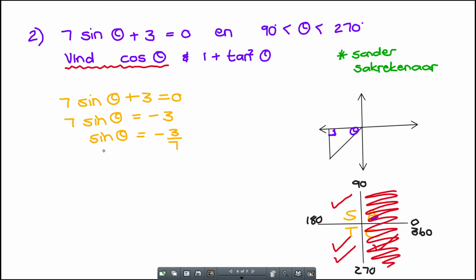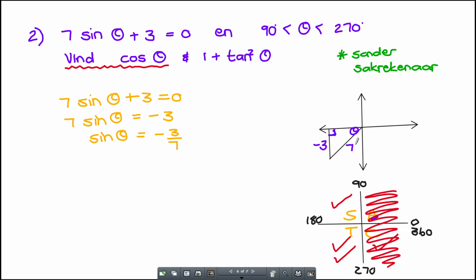Okay, so sine theta is minus 3 over 7. Sin is mos oorstaande, so minus 3 oor skuins, 7. Hoekom sit ek daai minus by hierdie enetjie en nie daar nie? Why do I do that? Why don't I put the negative by the 7? Wat is daai 7? Die 7 is my skuinssy. Your hypotenuse can never be a negative.